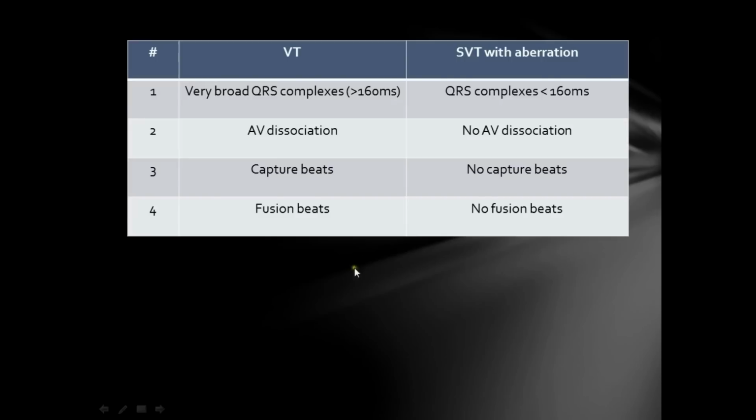And coming to the fourth difference, fusion beats. What it means is that you have a sinus beat coinciding at the same time with the ventricular beat, and as the name suggests, this sinus beat is fusing on the ECG with the ventricular beat and hence giving a hybrid complex. In contrast to SVT with aberrancy, no fusion beats.